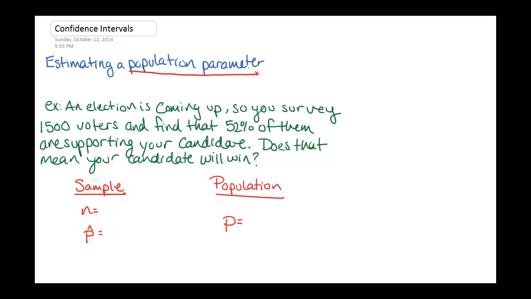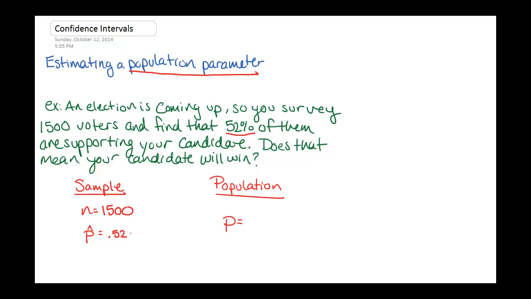So as an example, an election is coming up. We survey 1,500 voters and find that 52% of them are supporting our chosen candidate. Does that mean that our candidate will win? So here we're looking at a sample, right? The size of our sample, it says, is 1,500 people. And what we know is the percentage or the proportion of the population that are voting for our candidate. So this would be a proportion of 0.52.